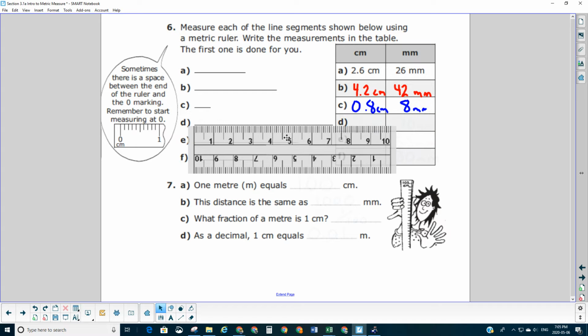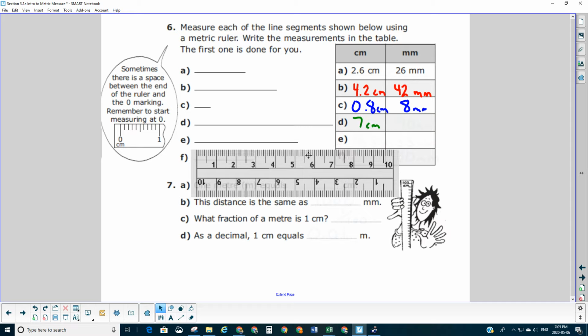The next one is fairly big, and I think it goes right to the 7 centimeter mark. So I'm going to say exactly 7 centimeters. In millimeters, that would be 10, 20, 30, 40, 50, 60, 70 millimeters.